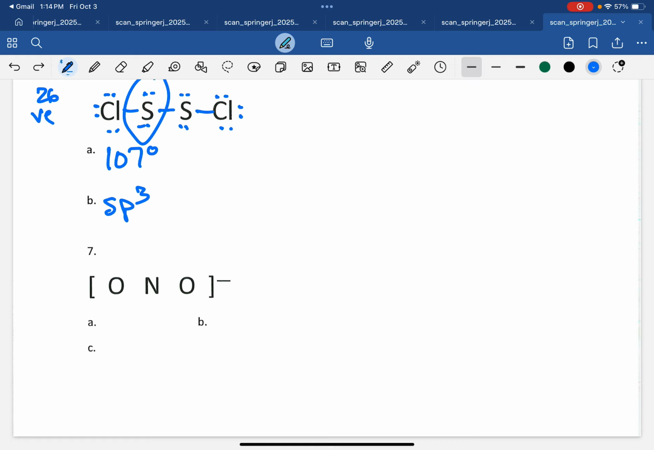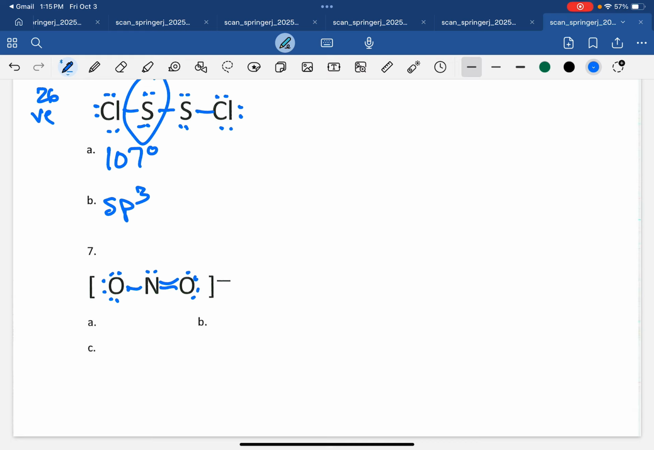So if we bond everything with 1, 2, 4, 5, 6, 7, 8, 9, 10, 11, 12, 13, 14, 15, 16, 17, 18, then nitrogen does not have an octet. So we need to take a pair from one of the oxygens and make it a double bond with the nitrogen. And it doesn't matter which side you go from. So I'm just going to pick this side here. I'm going to put a double bond. And that takes 2, 4, 6, 8, 10, 12, 14, 16, 18 electrons.